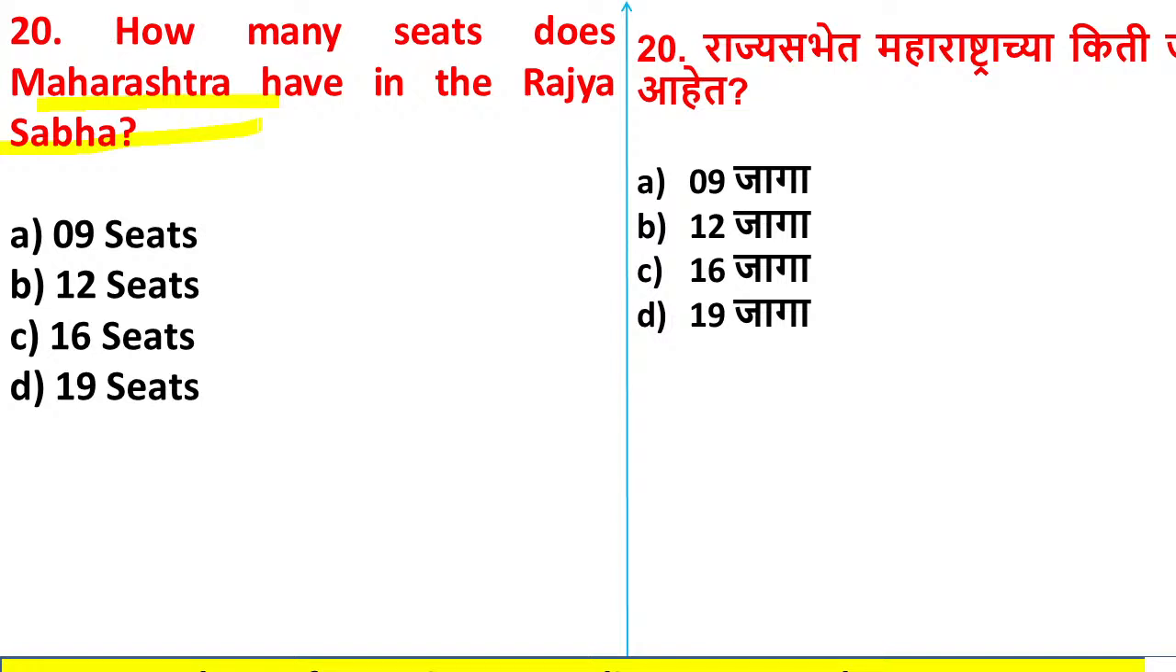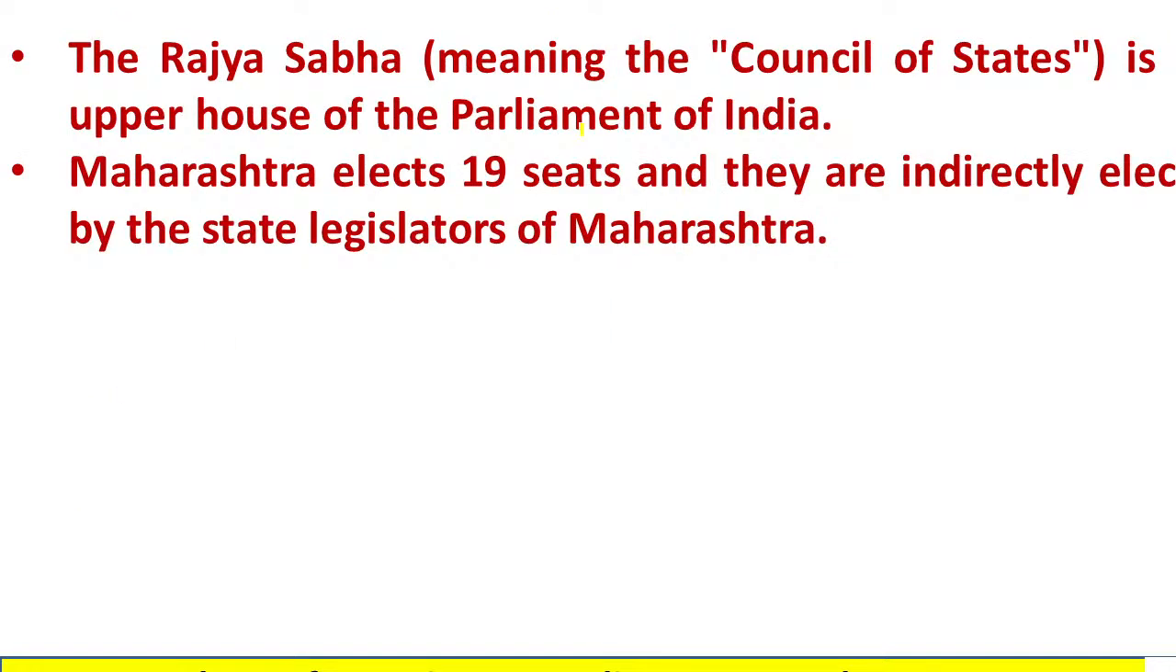Yes, some are saying A, some are saying D. Let us see the right answer. Badal is saying C. Yes, the right answer is option D. 19 seats are there in Rajya Sabha from the state of Maharashtra. Yes, Vidya, D is the correct answer, 19 seats. The Rajya Sabha is the upper house of the Parliament, and Maharashtra elects 19 seats. And remember, all these 19 seats are elected indirectly.